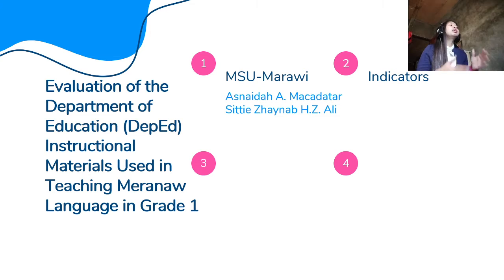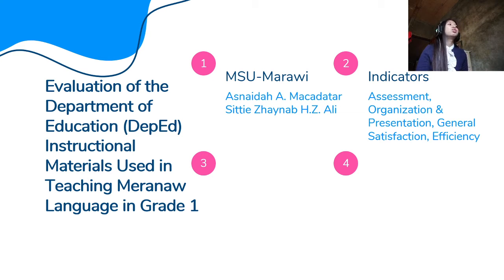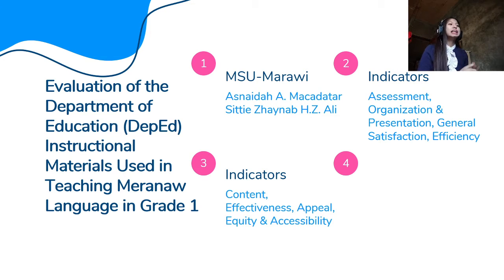These are the indicators that they have in their research when evaluating instructional materials. There are actually 8. First we have assessment. Next is organization and presentation. Third is general satisfaction. Fourth is efficiency. The fifth is content. Sixth is effectiveness. Seventh is appeal. And the last is equity and accessibility.